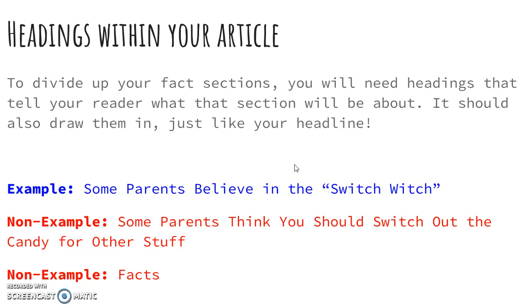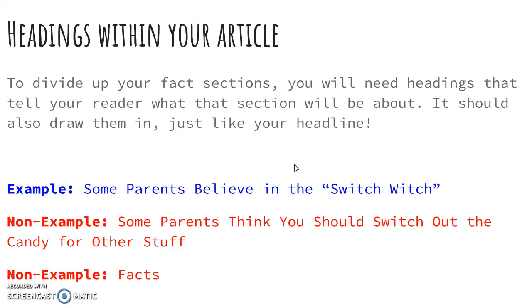Now let's take a look at some non-examples. Some parents think you should switch out the candy for other stuff. Stuff isn't specific enough, and even though it communicates the same idea, it isn't particularly interesting. It's really just a sentence that tells what your article will be about. Though part of the heading's purpose is to say what your section will be about, it's also to draw the reader in.